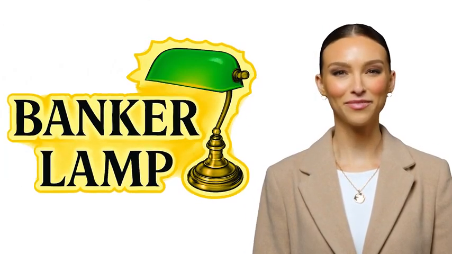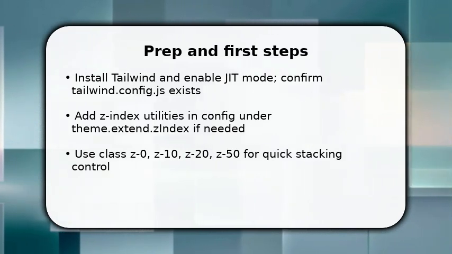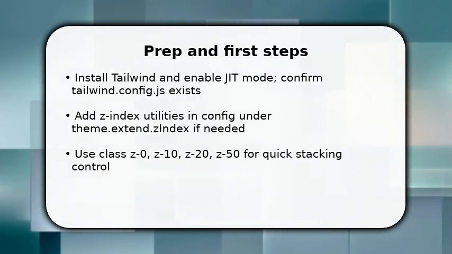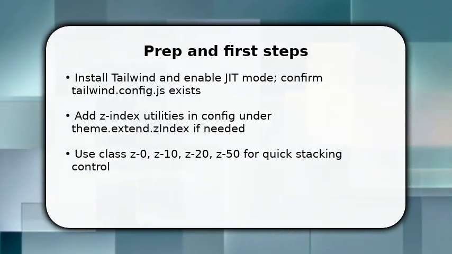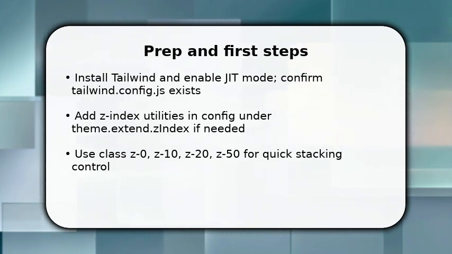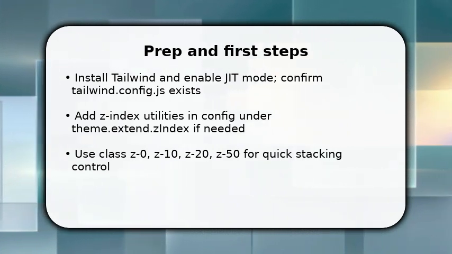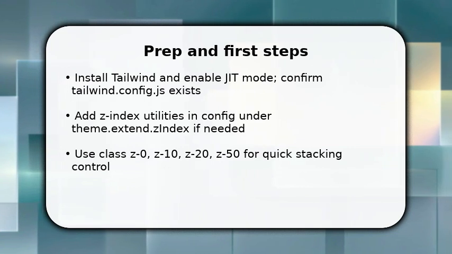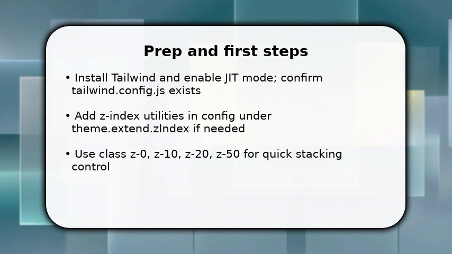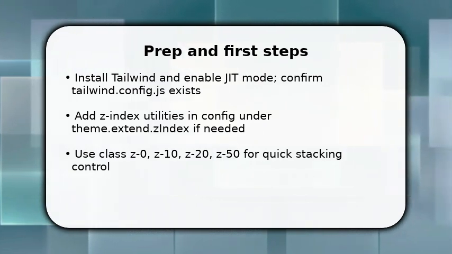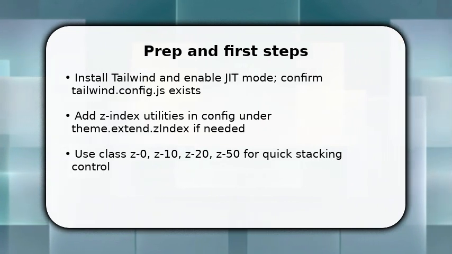Please enjoy the video. You start by confirming Tailwind is active and JIT is running so classes compile instantly. Next, open tailwind.config.js and add custom z-index values only if defaults lack needed layers. Once done, apply core utility classes like z-0, z-10, z-20 directly in your markup to set stacking context. Make sure to keep values logical and minimal. This prevents unexpected overlaps. You now have the first actionable steps to control stacking with Tailwind utilities.